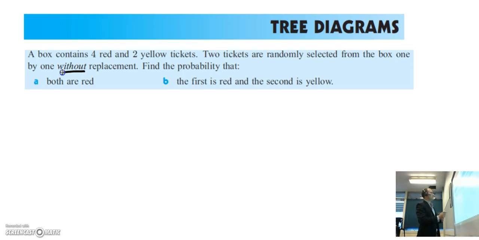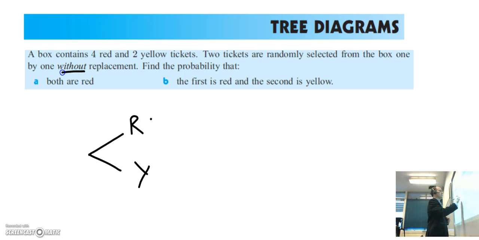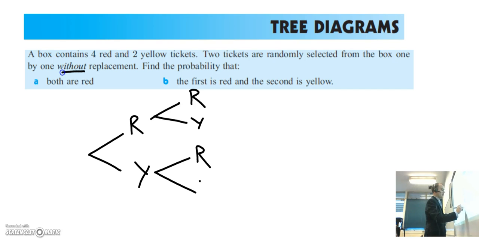Now, on our first one, we could either get a red or a yellow. So here are my branches. Then for my next one, I could either get a red or a yellow. On my second draw, I could get a red or a yellow there as well. Now, if I got a red with that first one, I've got a 4 in 6 chance. For yellow, I've got a 2 in 6 chance.